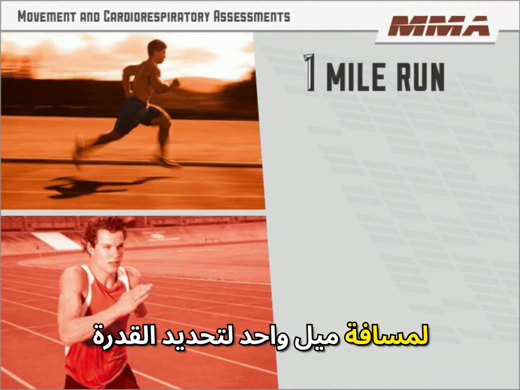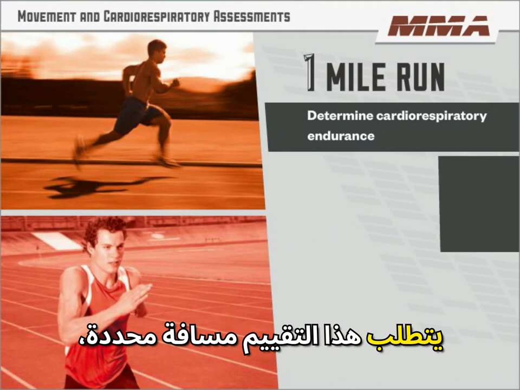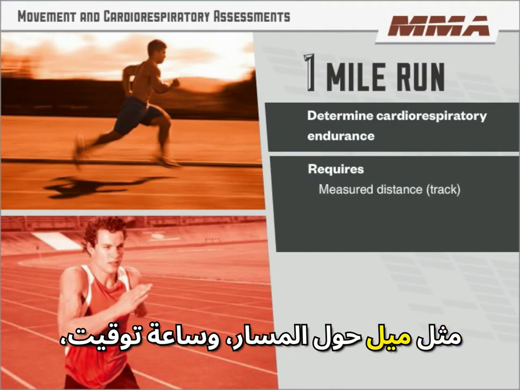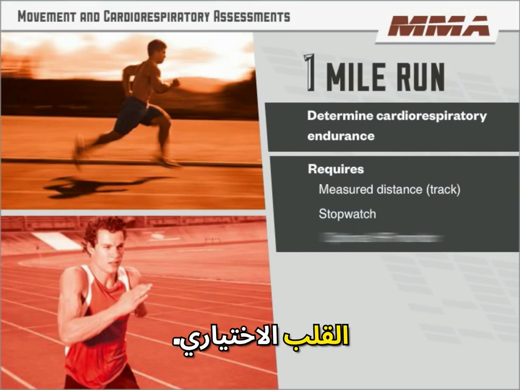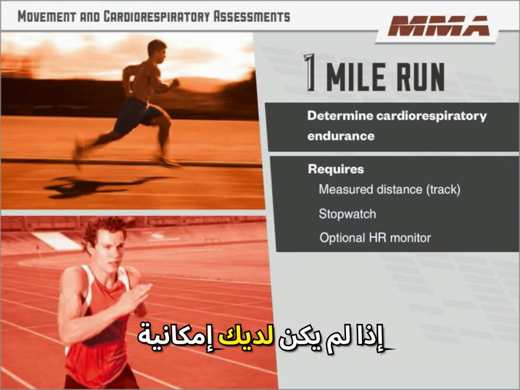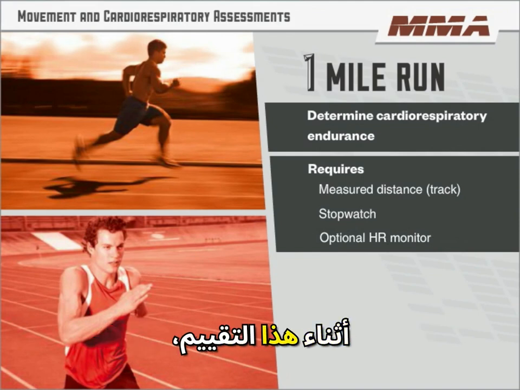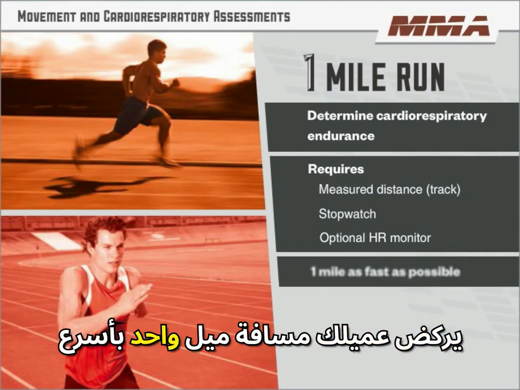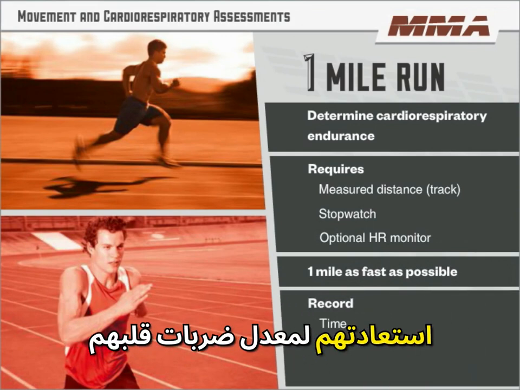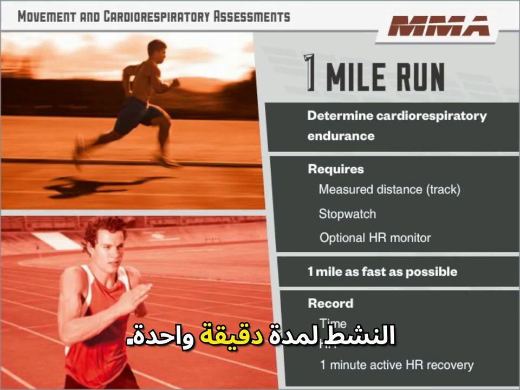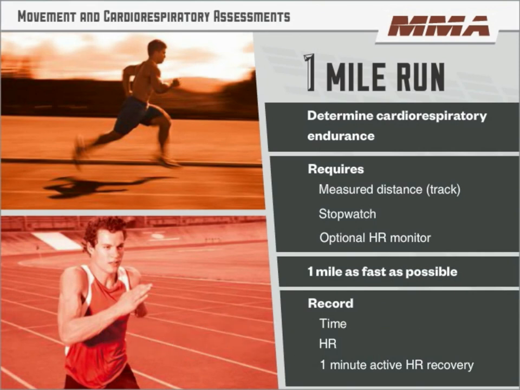You can use the 1-mile run test to determine your client's cardiorespiratory endurance. This assessment requires a measured distance, such as a mile around a track, a stopwatch, and an optional heart rate monitor. If you don't have access to a track, substitute the YMCA step test. During this assessment, your client runs a mile as fast as possible. At the end of the run, record their time, heart rate, and 1-minute active heart rate recovery. Their time should improve when you reassess.